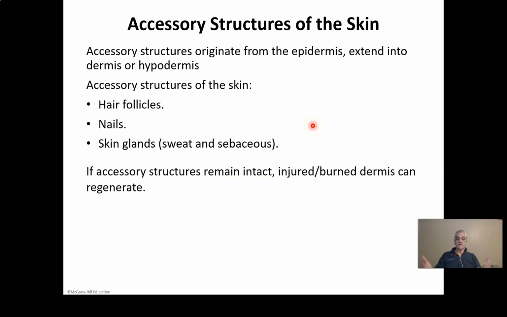All right, so those three accessory structures, that's where we're at now. The accessory structures that I want you to know about. Three of them: hair follicles, nails, and skin glands. Now there are several kinds of skin glands, especially the two we're really going to get into are sweat and sebaceous glands.